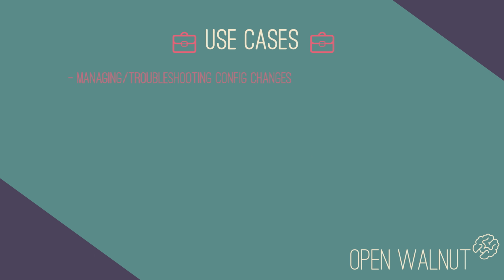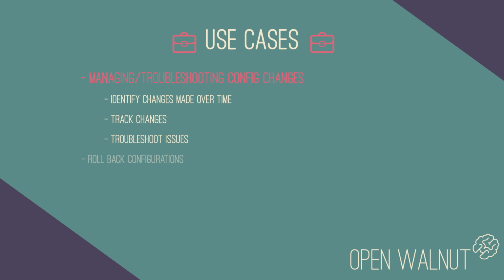Furthermore, AWS Config can be used for managing and troubleshooting configurational changes. It can be used to identify changes made to resources over time, providing administrators with the ability to track changes, troubleshoot issues, and roll back configurations when necessary.